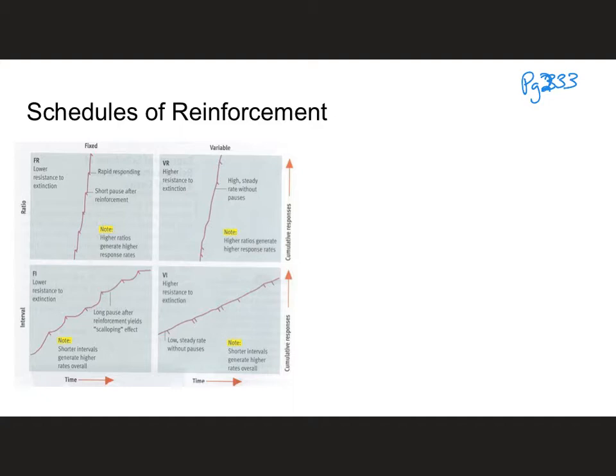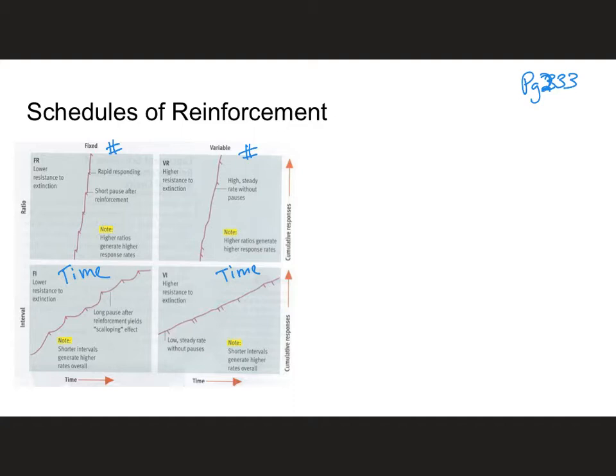So we know that we have the different responses here, right? We have the fixed, we have variable ratio, and then we have fixed interval and variable interval. So we know that fixed ratio is a fixed number. Variable ratio is a variable number. Fixed interval is time. And variable interval is the change of time, right? So variable means it changes, fixed means stays the same.